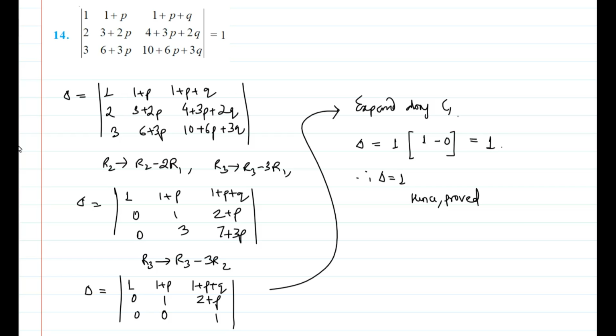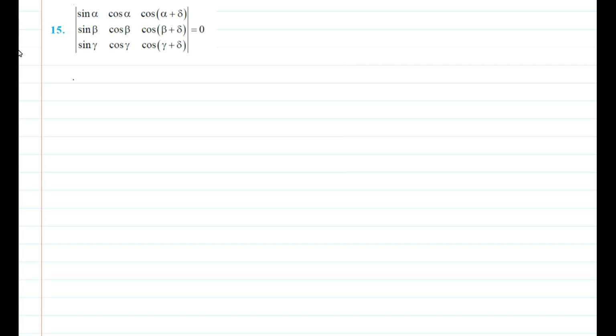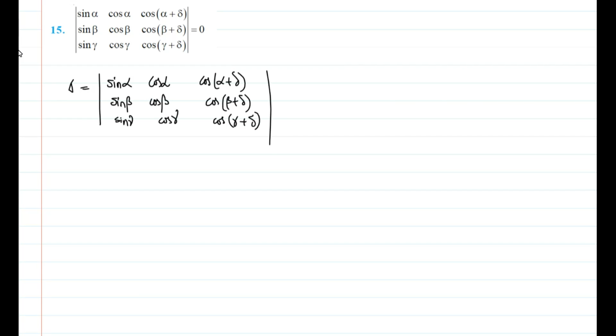Coming to the next question, that is question number 15. This is going to be the last question of this video. So here we are assuming delta to be the given determinant. Just by simple observation we can unfold the problem here. So what I will do here is just first expand the elements of column 3.